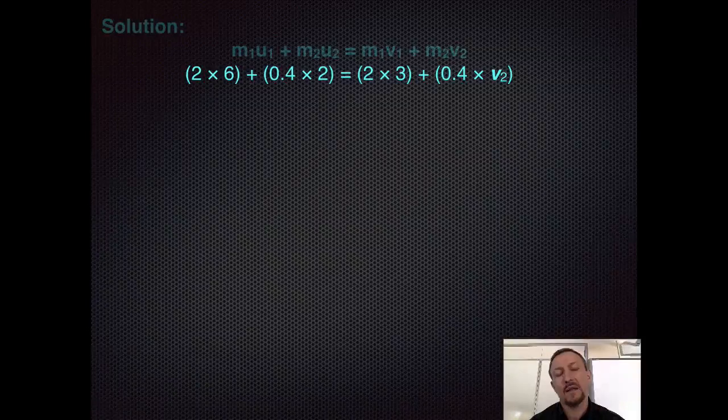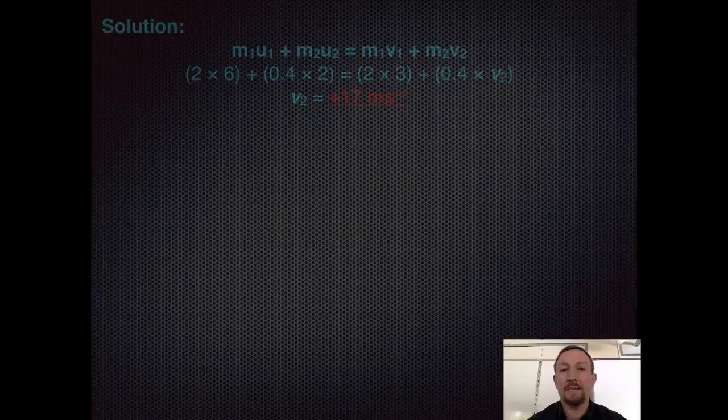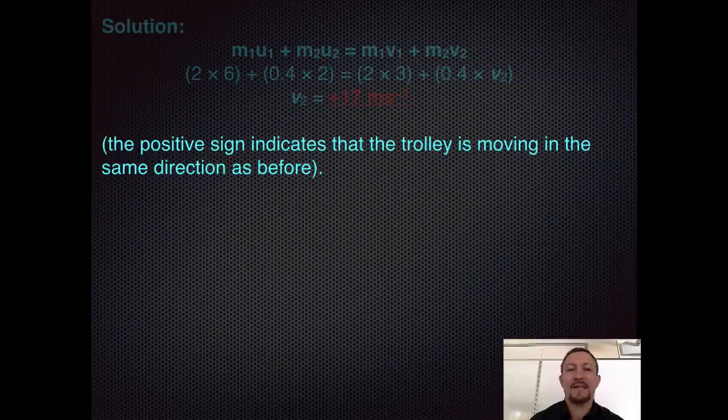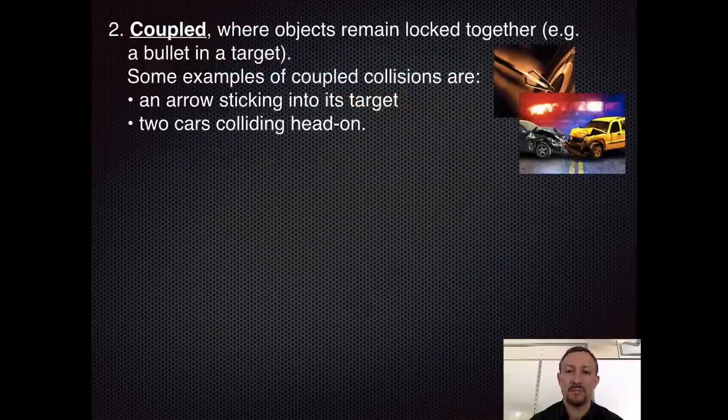I also know after the collision that the blue cart was going at 3 meters per second, still 2 kilograms, but we don't know the velocity of the second cart, the green cart, even though the mass is still 0.4. We're stating it hasn't lost any mass. So what we can then do is rearrange it, and v2 is going to be positive 17 meters per second. Positive basically means we're going to be going to the right. Obviously if it was negative, it would mean we would be going to the left. I hope that makes sense. As it states here, the positive sign indicates the trolley is moving in the same direction as before.